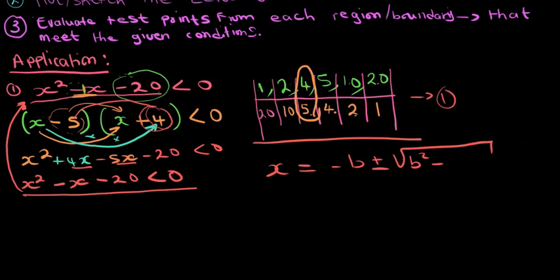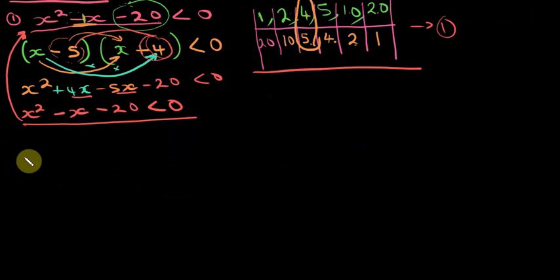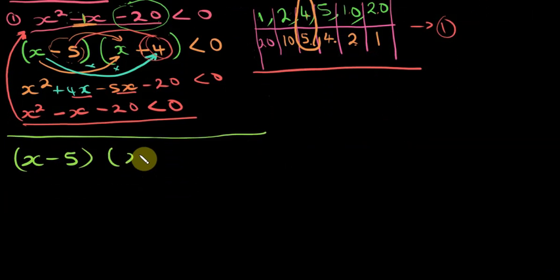Okay, so let's get this solved. Okay, cool. So we have found out that x minus 5 and x plus 4 are the factors of x squared minus x minus 20. So to solve this, guys, let's equate this to 0.